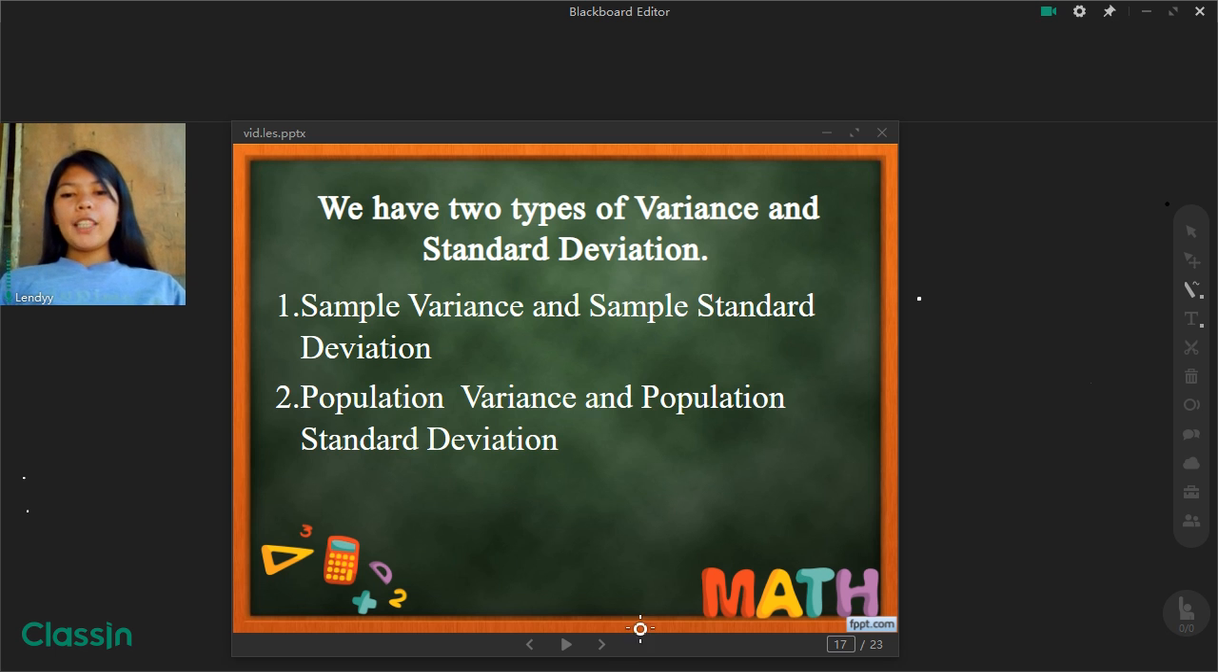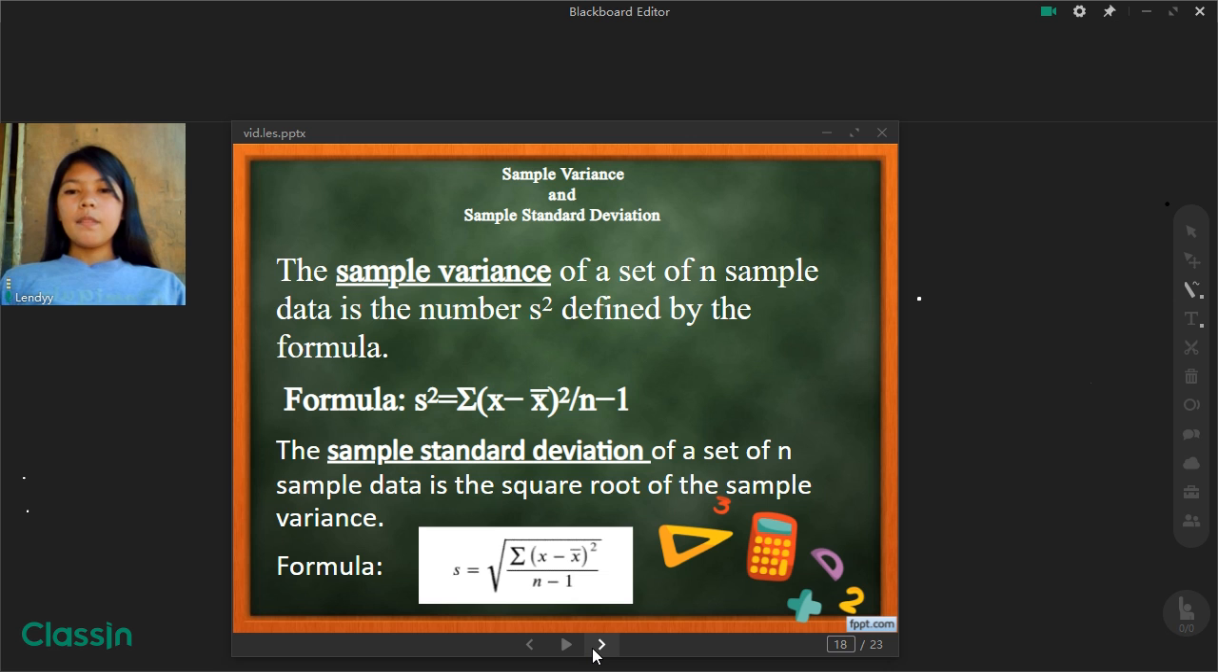We have first our sample variance and our sample standard deviation. So the sample variance of a set of n samples is the variance defined by the formula. Sample variance is equal to the summation of x minus x mean squared divided by n minus 1. And the standard deviation of the set is just the square root of this variance.